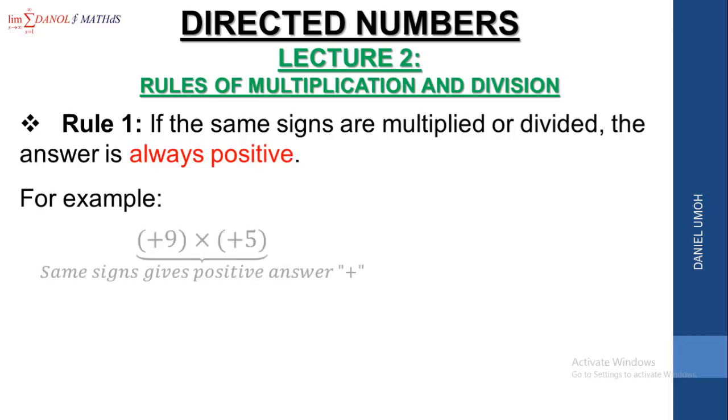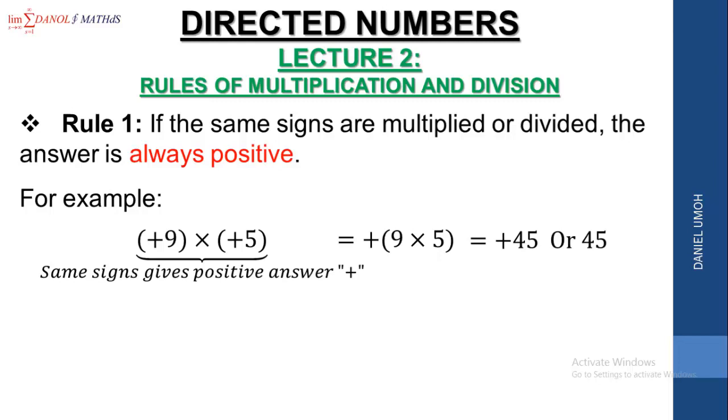Now, for example, we have, let's say, plus 9 times plus 5. You can see clearly that they are the same signs. Then obviously, according to the rule, the answer will be positive. So this will be plus 9 times 5. And 9 times 5 is 45. Remember, we told you that plus 45 simply means 45.